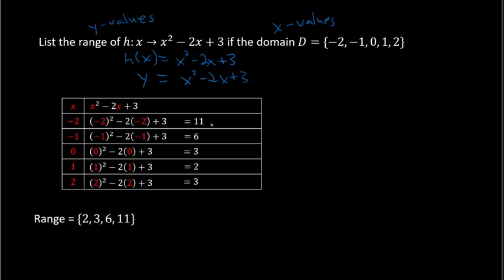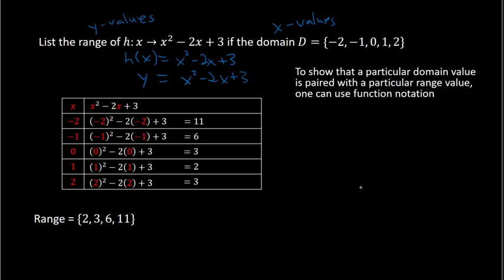So what I can do is to show that a particular domain value is paired with a particular range value, we can use function notation, or we can write as an ordered pair. So using function notation, we would say for this first one right here that h of -2 equals 11.